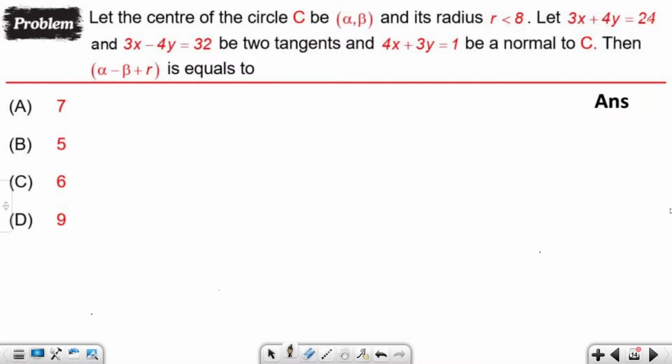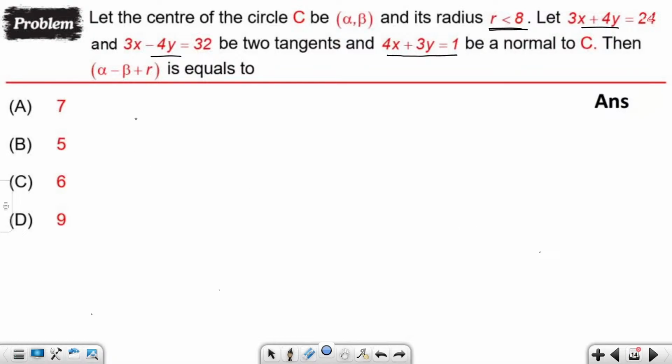So in this question, they have said that C is a circle whose center is at alpha, beta, and whose radius is less than 8. And let these two lines be the tangents to the given circle C, and the line 4x plus 3y equals to 1 is a normal to C. Okay, so let me just draw the diagram first, and then I will explain the question.